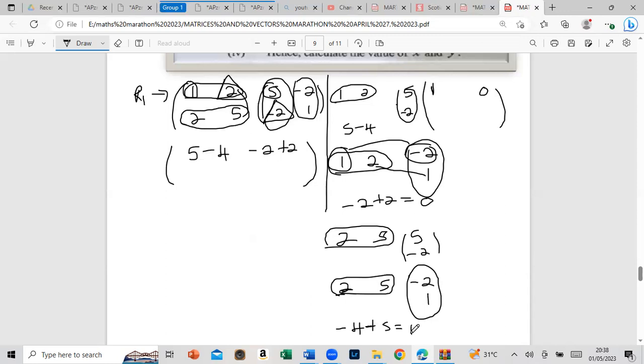Alright, so this works out to 1. And for this one, 2 times 5 would give a 10, and 5 times negative 2 would give negative 10. So this would work out to 0. So here you would have 0.